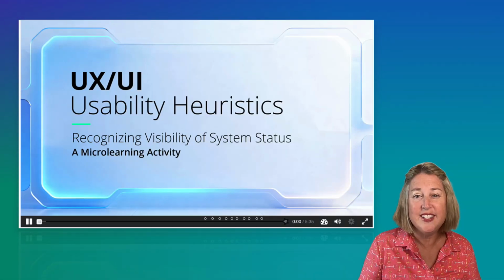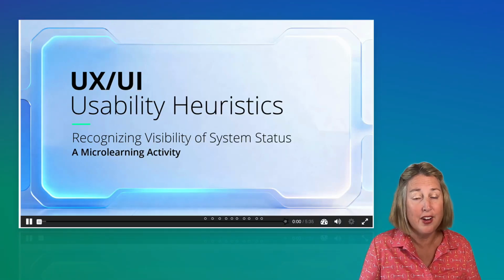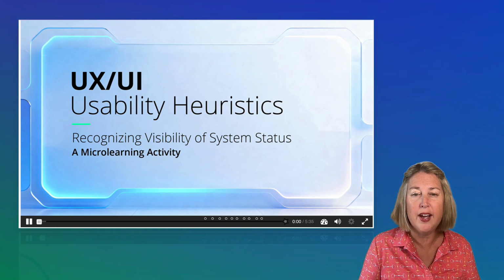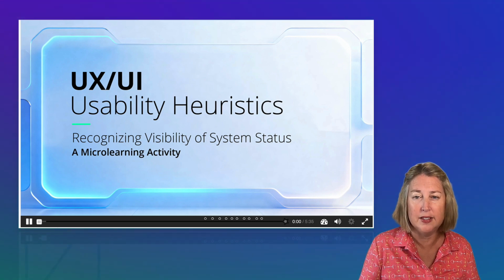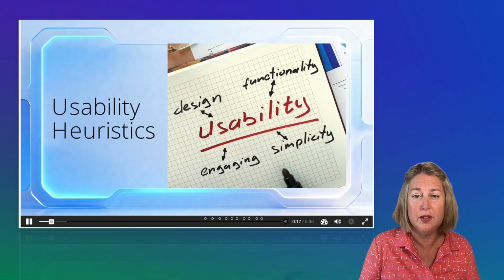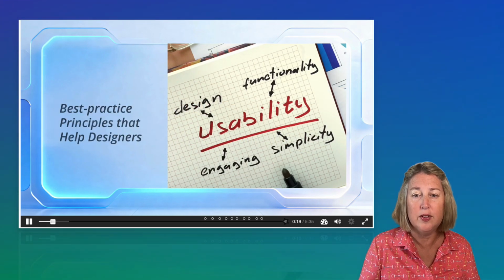Hello everyone. Today I'd like to walk you through my interactive learning activity, Recognizing Visibility of System Status, which combines a short instructional video with an interactive drag and drop activity. After completing this activity, learners will understand the purpose of usability heuristics, recognize how visibility of system status works in interfaces, and correctly identify examples of system feedback with at least an 80% accuracy.